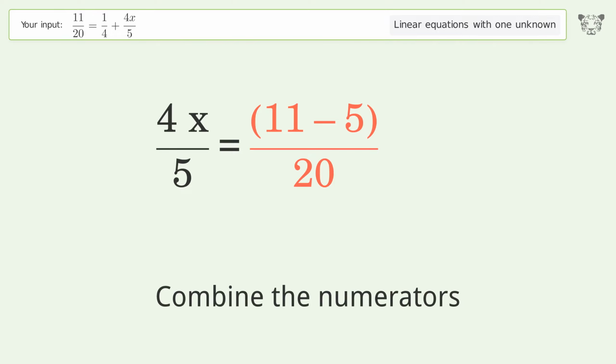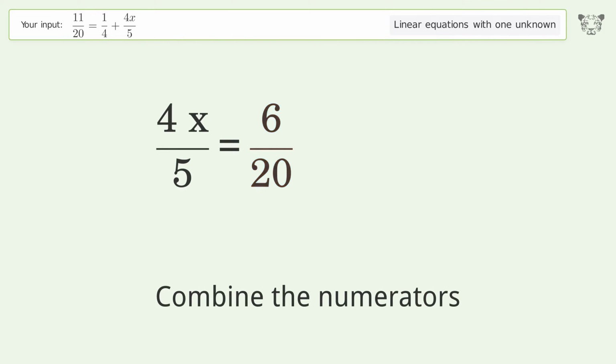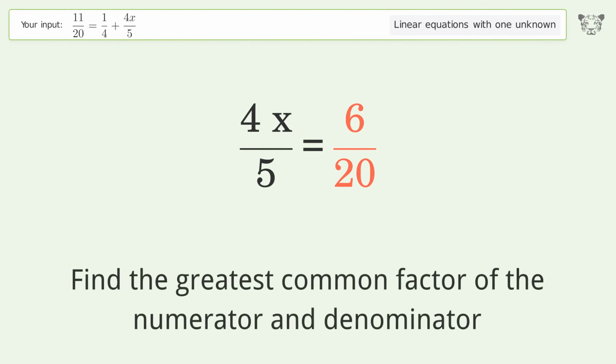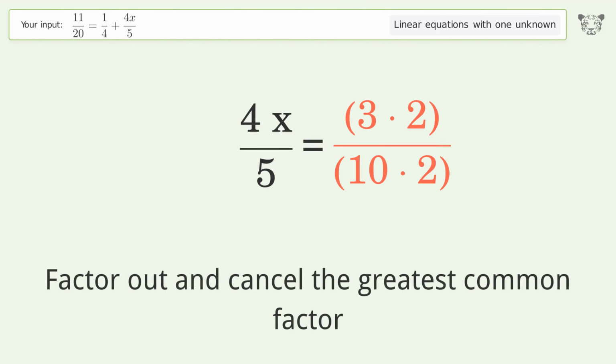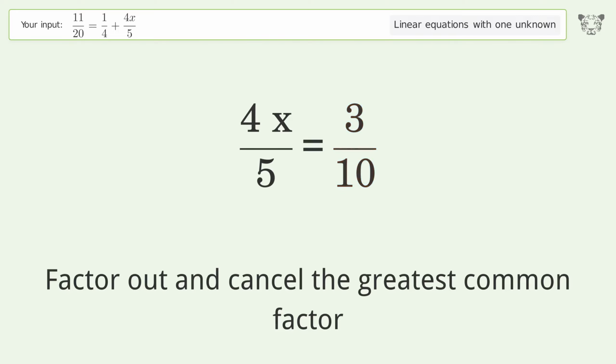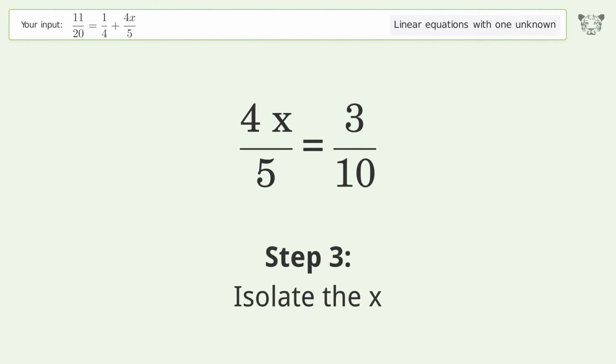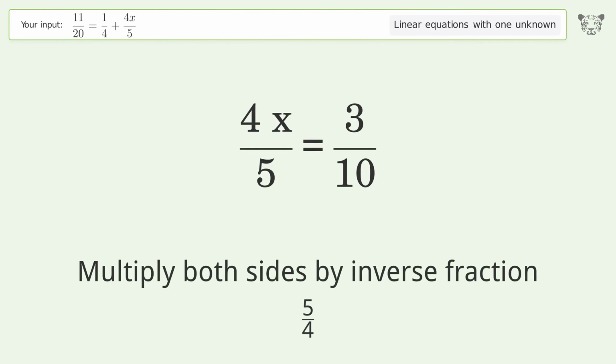Combine the numerators. Find the greatest common factor of the numerator and denominator. Factor out and cancel the greatest common factor. Isolate the x. Multiply both sides by inverse fraction 5/4.